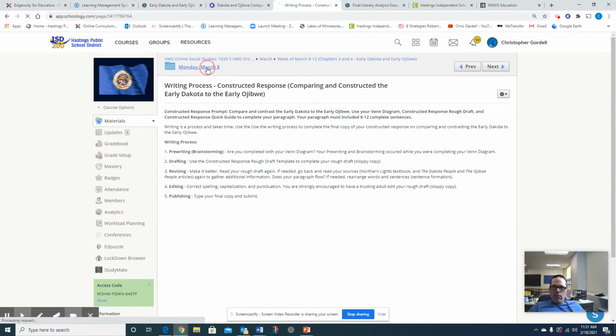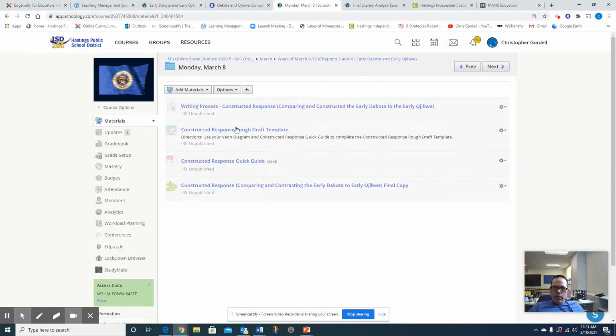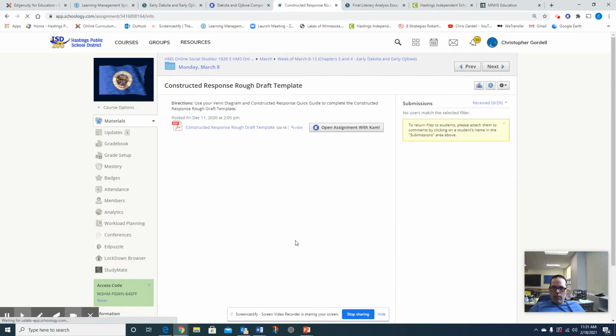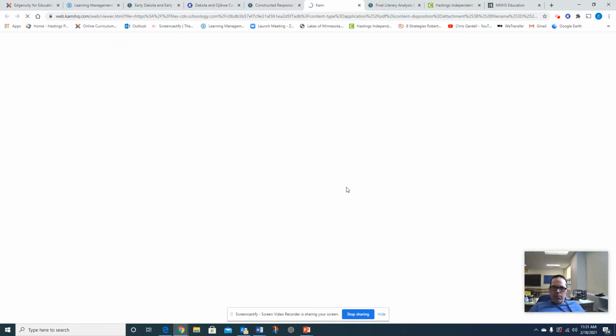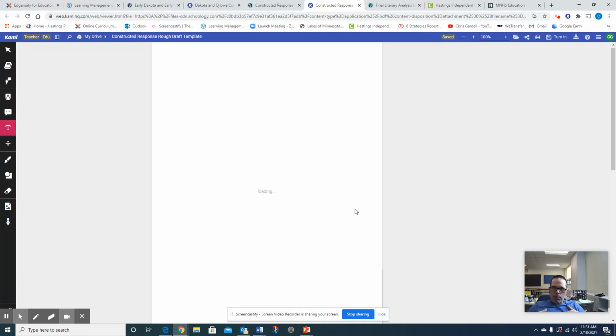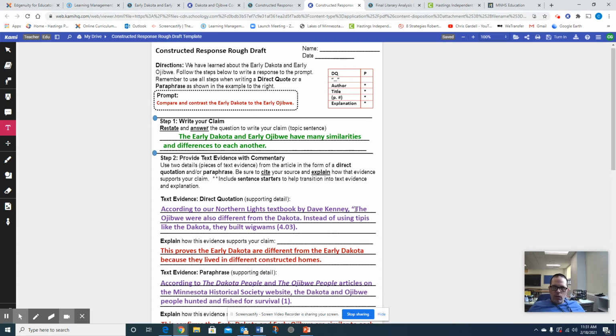Let's go back into our folder. And this is really what I want you to focus on. This is a template on the constructed response. It really provides you a guide on where to go. And really what this is, it's basically taking the constructed response and allowing you to create a rough draft constructed response step by step by step. And so really what you're going to do is follow this criteria.